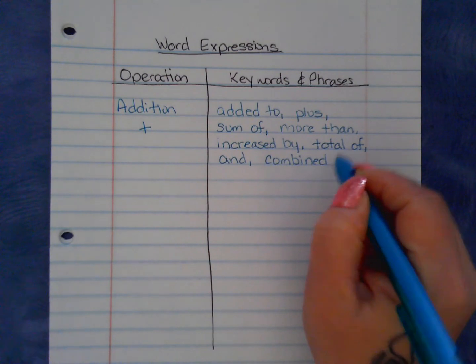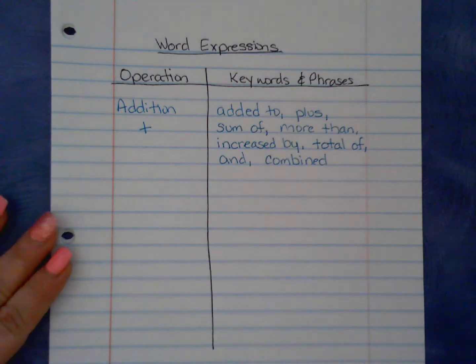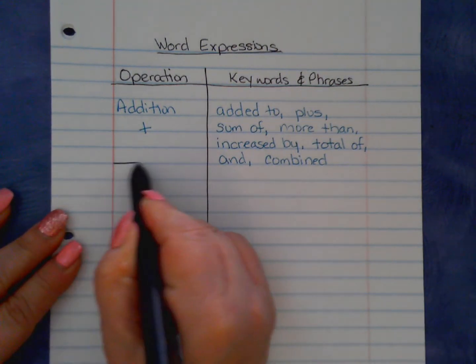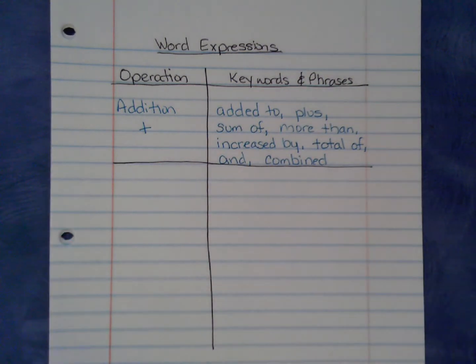So combined. Fred has 6 cookies and Margarita has 4 cookies. How many do they have combined? All right, so that should sound pretty familiar to you too. And there are more, and if you think of some and you want to add them into the chart, that's more than fine. But for now, I feel like we've covered a few good ones, so I'm going to move on.